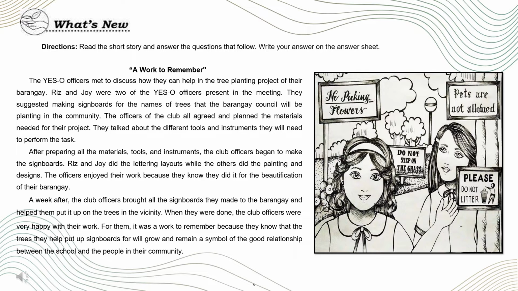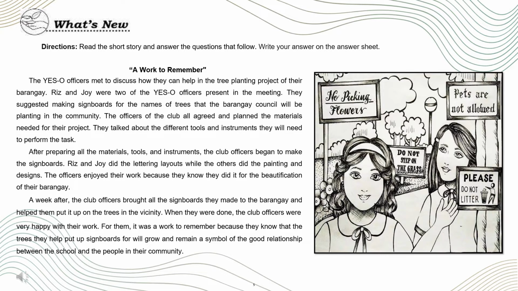They suggested making signboards for the names of the trees that the barangay council will be planting in the community. The officers of the club all agreed and planned the materials needed for their project. They talked about the different tools and instruments they will need to perform the task. After preparing all the materials, tools, and instruments, the club officers began to make the signboards. Riz and Joy did the lettering layouts, while the others did the painting and designs.